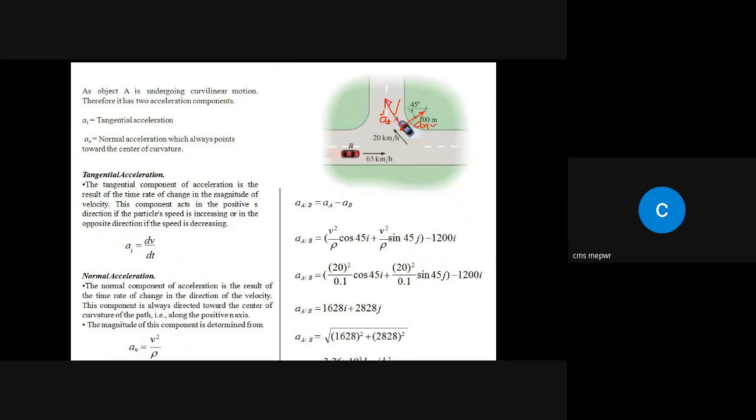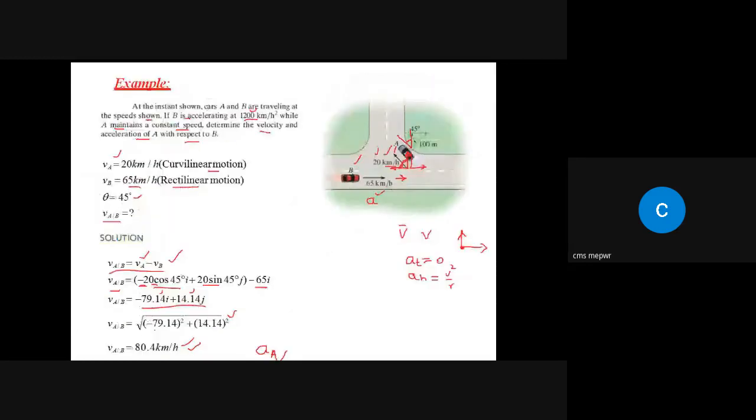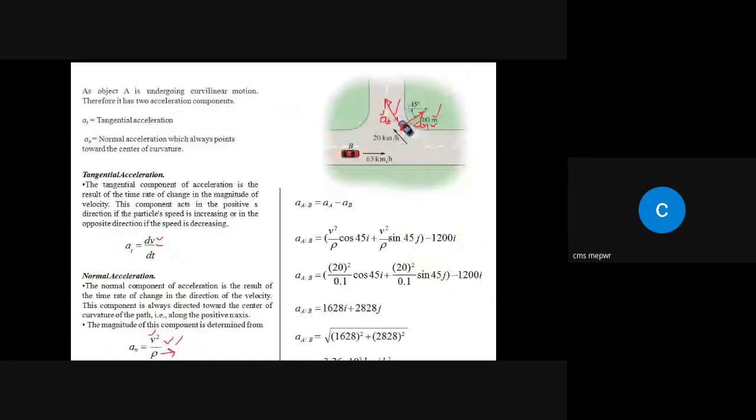At is basically given by the change in magnitude of velocity, which is the change in speed with respect to time, so this is 0. The component along n is given by v square by rho, where rho in this case is r, which is 100 meter. And the v square that we have is already given. V square in this case is 20 kilometer. When you put the values in this equation, you get this an.